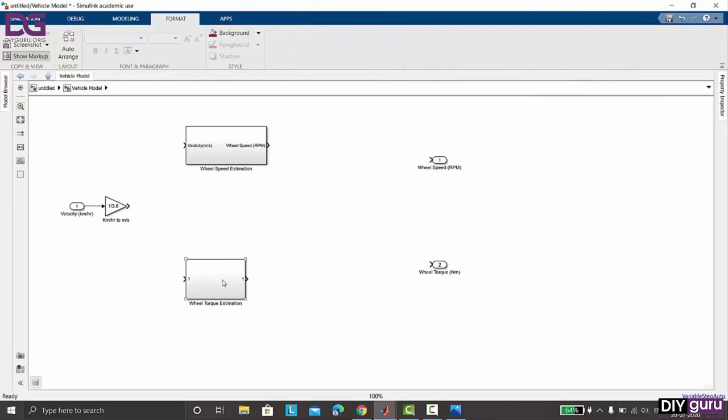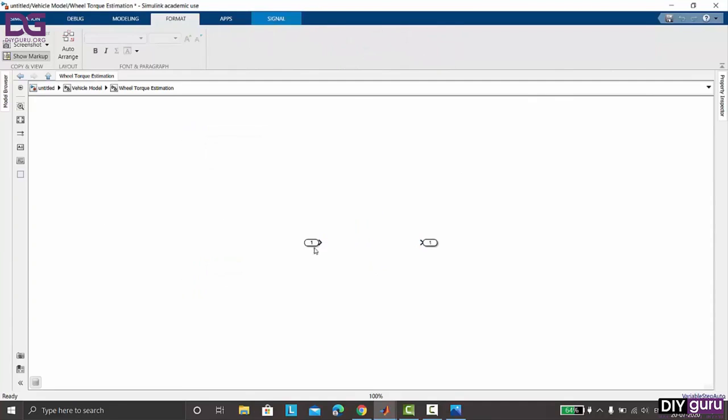Next is the wheel torque estimation. Now click on it. So here name it velocity in meter per second. As the wheel torque is dependent on the force acting on the vehicle, we need to determine all the forces acting on the vehicle, that is the aerodynamic force, rolling resistance force, gradient force and acceleration force, and multiply it with the radius of the wheel to get the wheel torque.